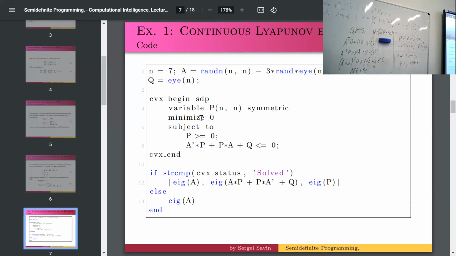So the program only takes between line 3 and line 9. You probably cannot see those numerals here, but it's probably better for people who see it on the screen. Basically, the program is very simple. You define your P as a symmetric variable.